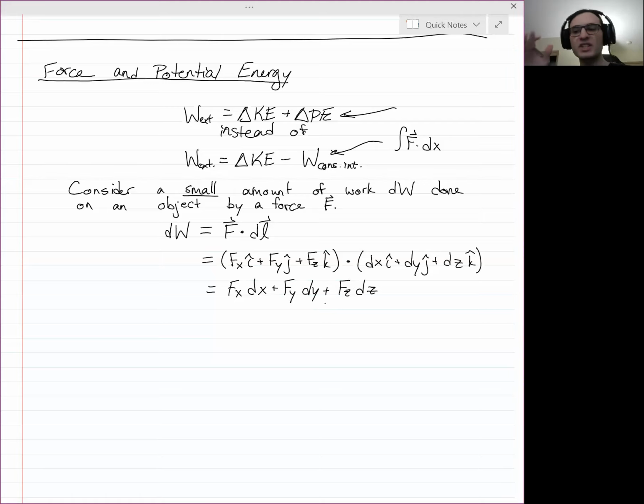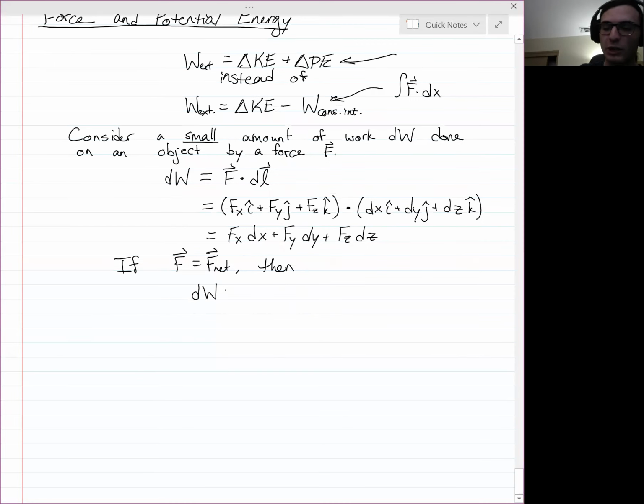So if this is the only force on our system, if F equals F net, then there are no other works that can be done. So the work-energy theorem tells us that dW equals dKE. What do I mean by that? I just mean a small change in the kinetic energy. That work will be associated with the speed very slightly increasing or decreasing.